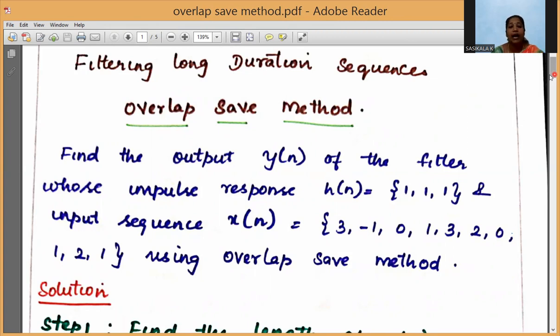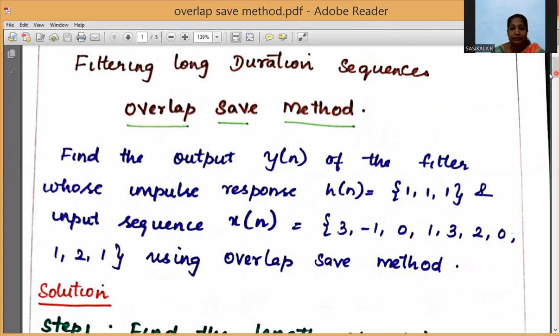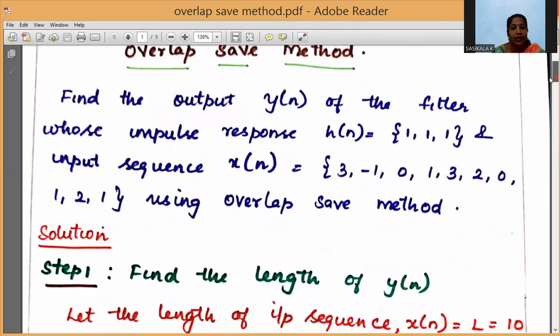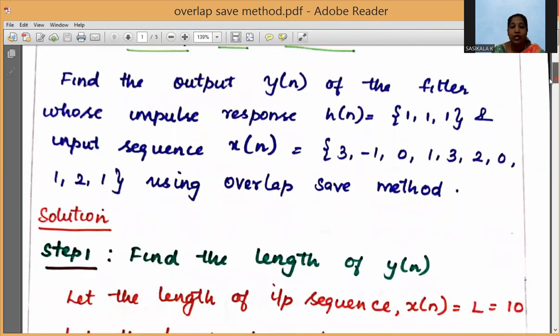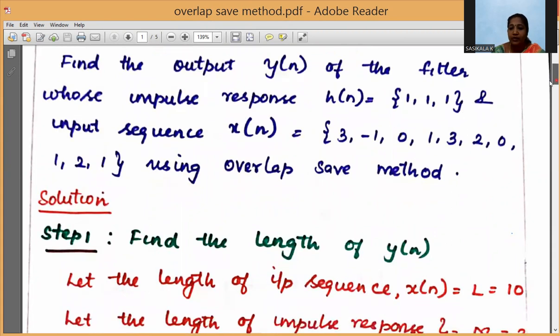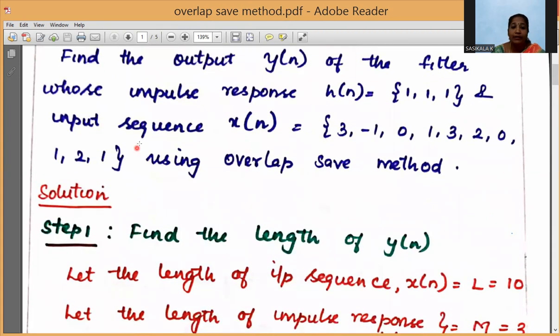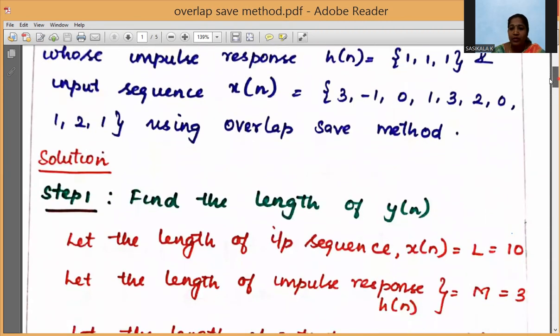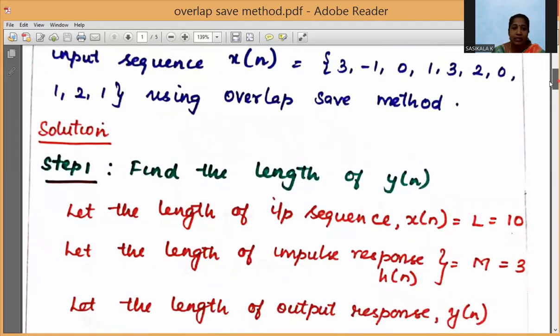For this filtering, we have two methods. One is the overlap save method and the other one is the overlap add method. Today we are going to see about the overlap save method. The question is: find the output y of n of the filter whose impulse response h of n is equal to 1, 1, 1 and the input sequence x of n is equal to 3, minus 1, 0, 1, 3, 2, 0, 1, 2, 1 using the overlap save method.